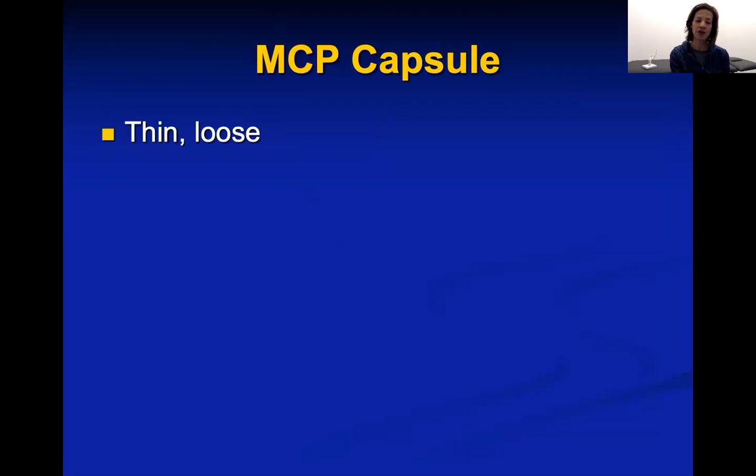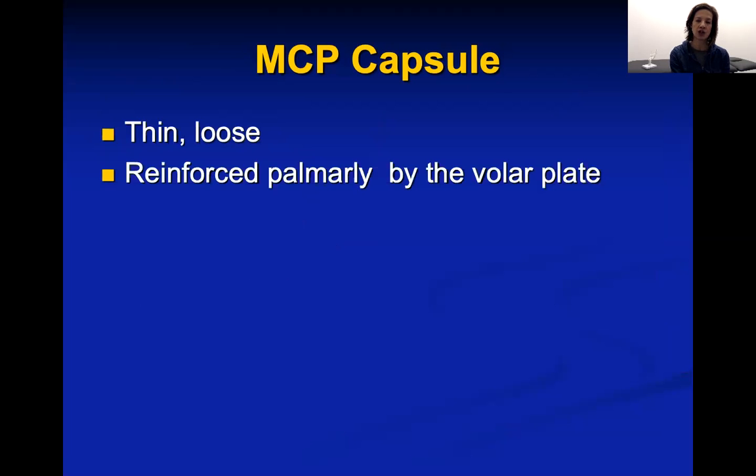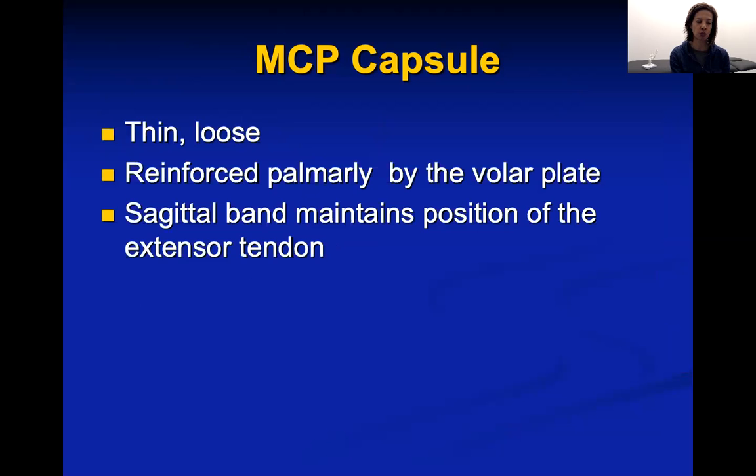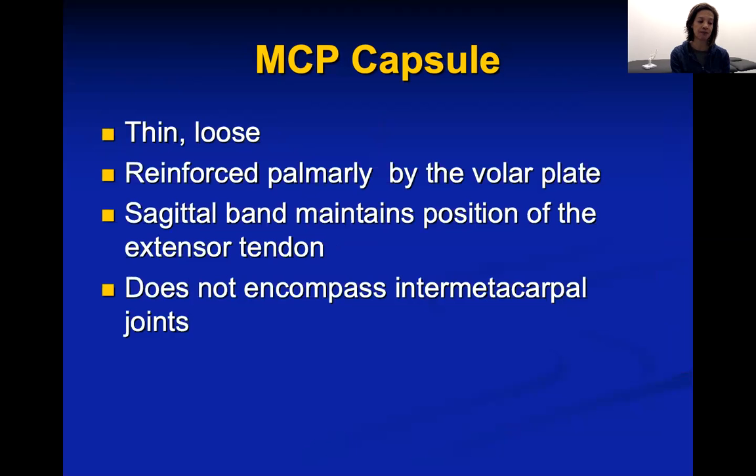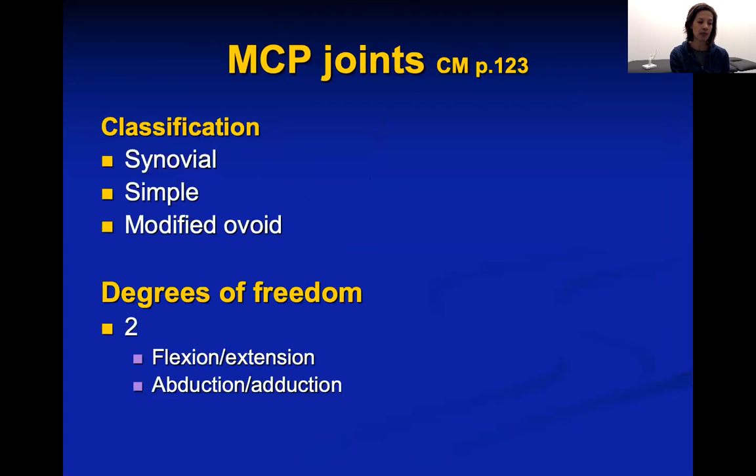The capsule, though, for the MCP is thin and loose. It's reinforced palmarly by the volar plate. The sagittal band maintains position of the extensor tendon, and it does not encompass the intermetacarpal joints. So it's different than what happened at the CMC, where the intercarpals and the CMCs were all in the same capsule, which is not the case in the MCPs. The intermetacarpals are independent.